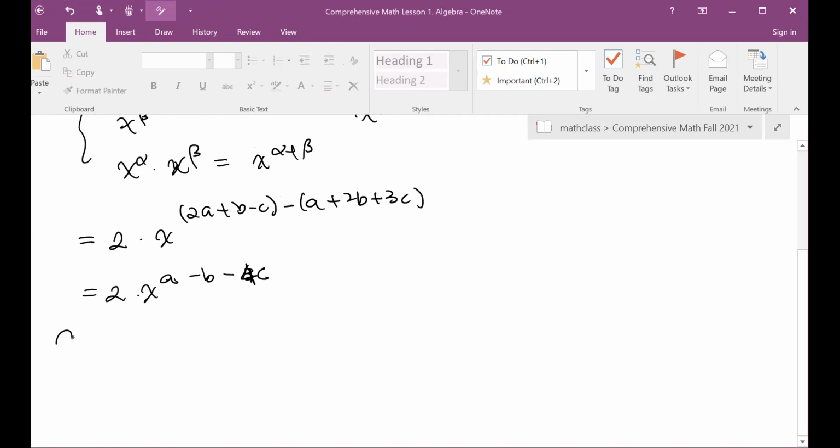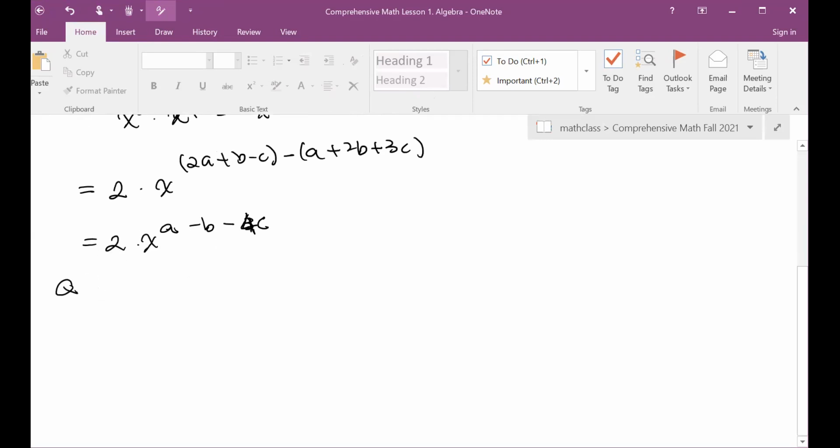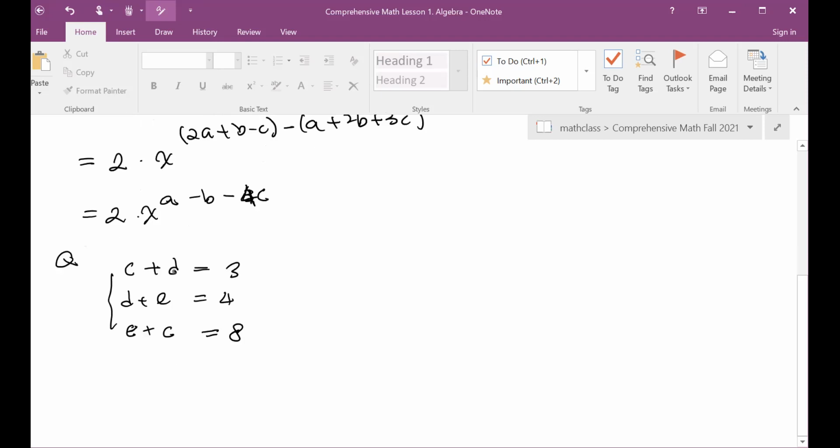Now, the second problem is about a system of linear equations. You have c plus d equals 3, and d plus e equals 4, and e plus c is going to be 8. So how many different variables do we have? C, D, E. Three variables, three equations. We want to find C, D, E, the product of those three numbers.